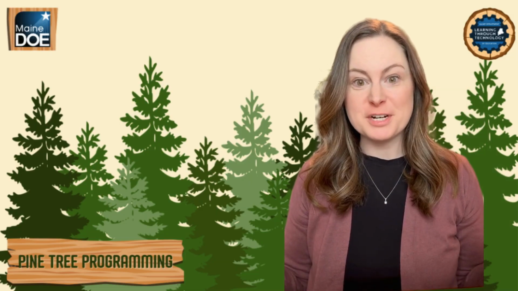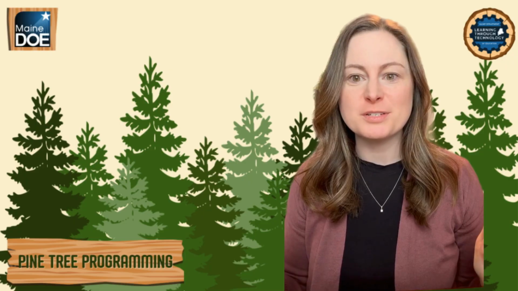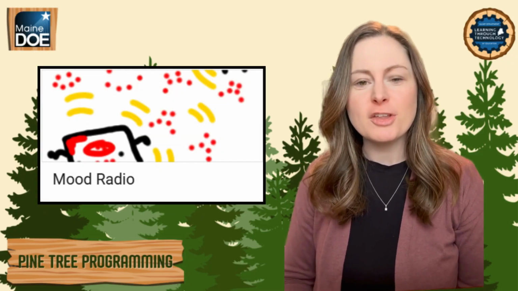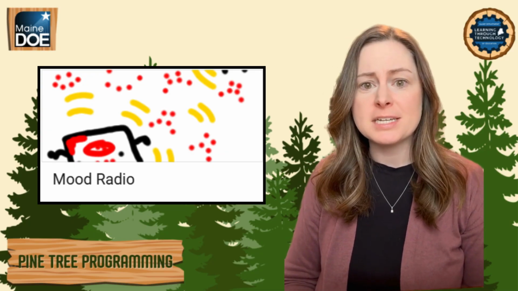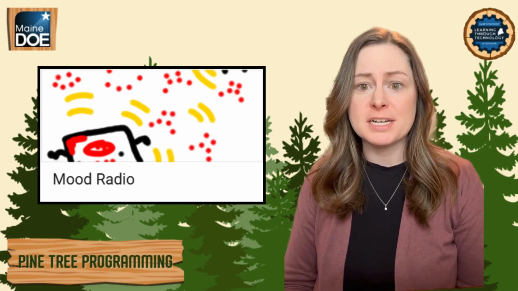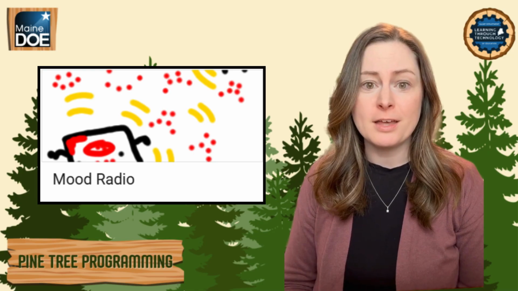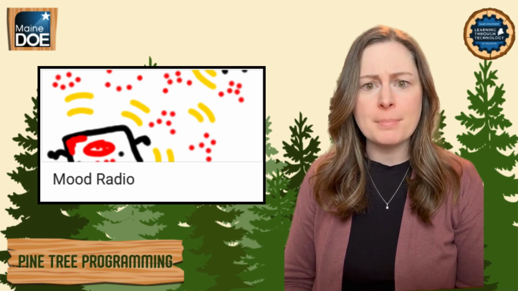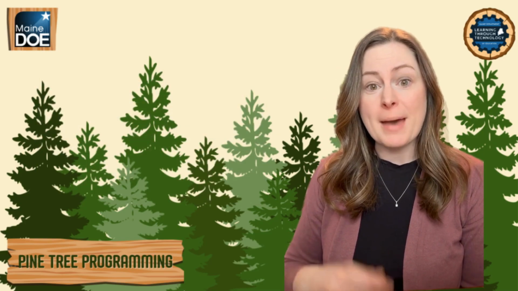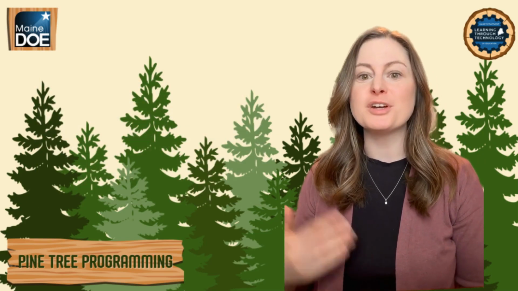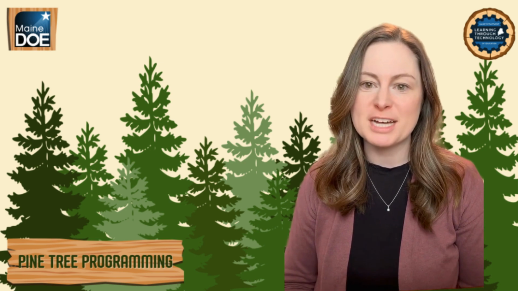Finish your chat script early? If you want to take your radio skills to the next level, check out the Mood Radio activity. Instead of just sending text, you'll learn how to send number signals that represent how you're feeling. You can send a 0 for happy or a 1 for sad, and your friend's microbit will display a matching emoji. It's like building your own long-distance emotional dashboard.